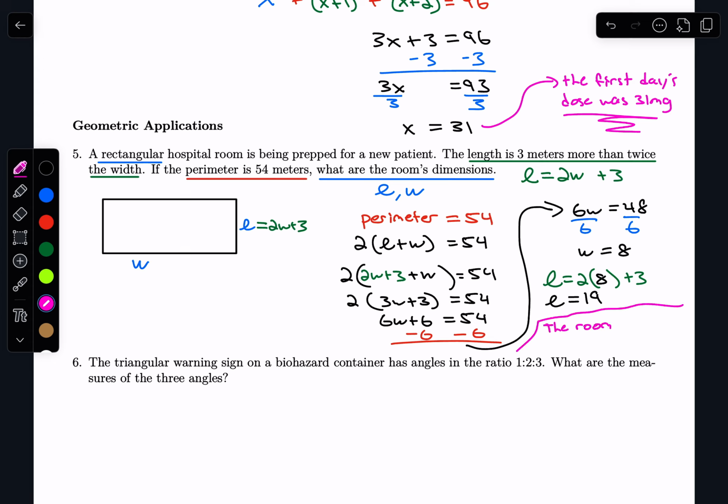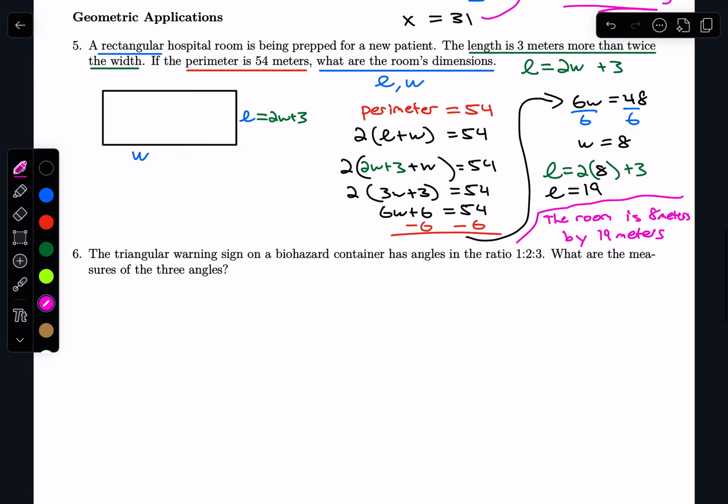The room is 8 meters by 19 meters. Or in other words, the length is 19 meters and the width is 8 meters. But we need to make sure we interpret that result in words whenever we're given a word problem.